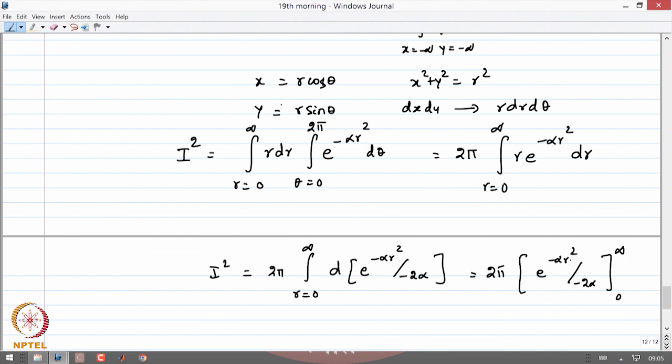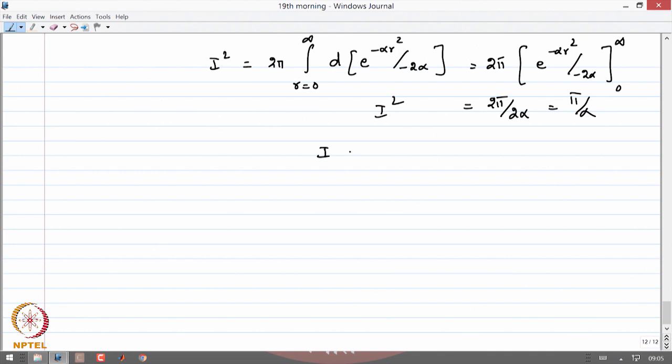And at infinity r is of course infinity, so this function goes to 0, and at r equal to 0 this function is 1 by minus 2 alpha, but there is a minus sign, therefore, this becomes 2 pi by 2 alpha, and that is I square, which is pi by alpha. Therefore, I is equal to root pi by alpha.